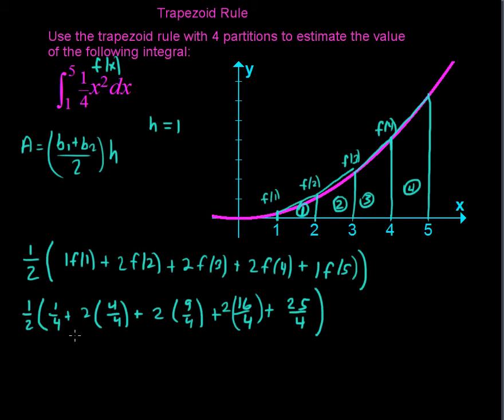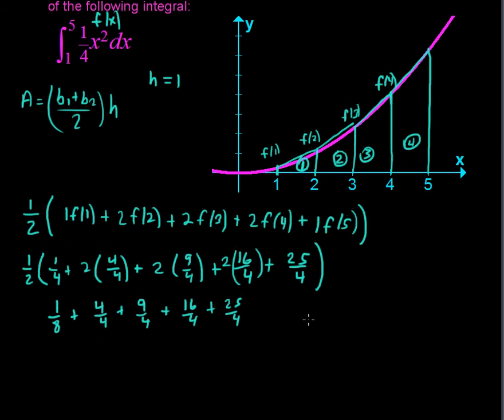All right. Now there's lots of different ways of doing this. I'm actually going to go ahead and distribute my 1/2 through. That'll give me 1/8 plus 4/4 plus 18/4. I'm sorry, plus 9/4 plus 16/4 plus 25/4. All right, and if we just piece these together nicely, actually that's not 25/4. Let me fix that. I forgot to multiply that by 1/2. So that would be 25/8.